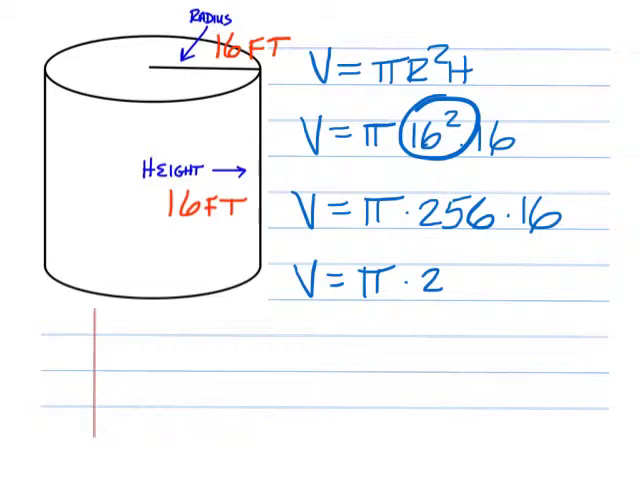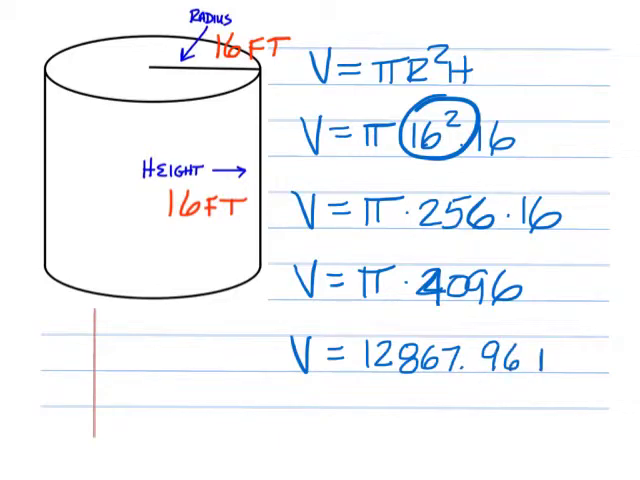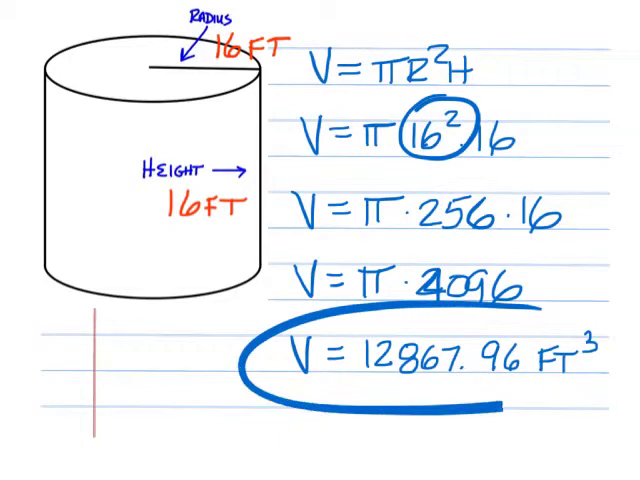256 times 16 is 4096. Multiply that by pi, and your answer is 12867.96 feet cubed.